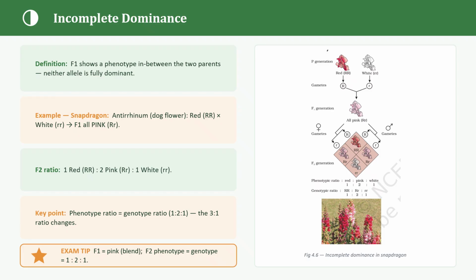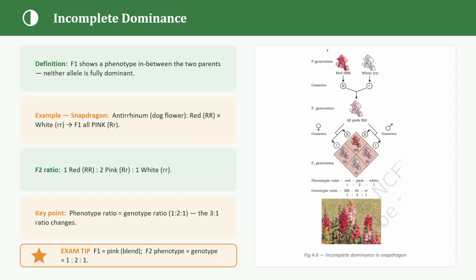Let's see incomplete dominance. In incomplete dominance, neither allele completely dominates the other. So as a result, what happens? The heterozygote shows an intermediate phenotype. We already saw in our previous slides, tall will be there, dwarf will be there, and no intermediate was formed in the F1 generation. But here, an intermediate phenotype is occurring.